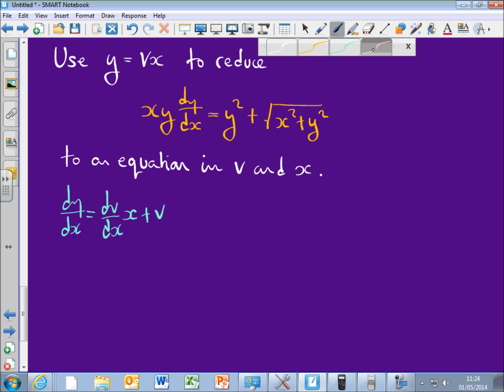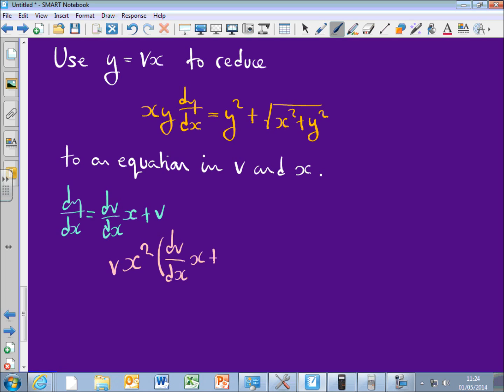So as I go through this, I've got x, y. I'm going to write y as vx, okay? So this is going to be vx squared. That's the xy. Then this, plus v, is equal to y squared. Well, what's y squared?